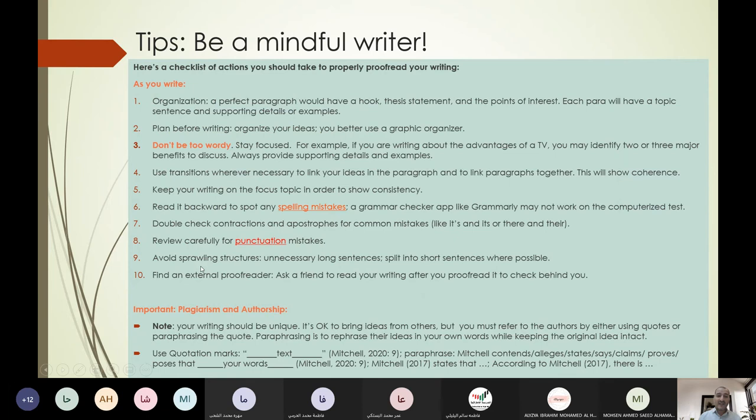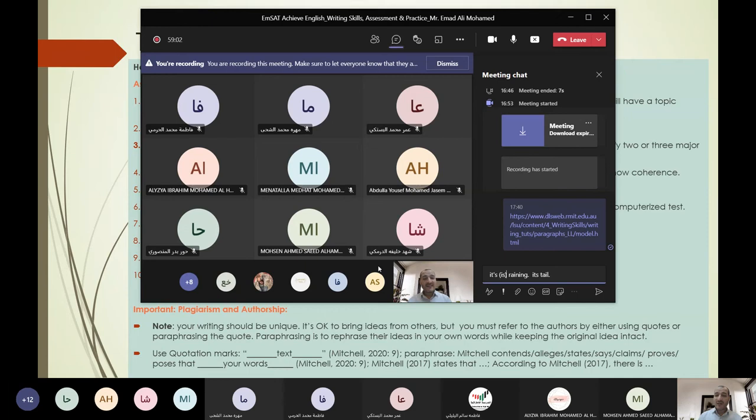Avoid sprawling structures. What are sprawling structures? Unnecessarily long sentences. This is what I refer to. Don't use any unnecessarily elongated or extended sentences. If you have to, split them up.